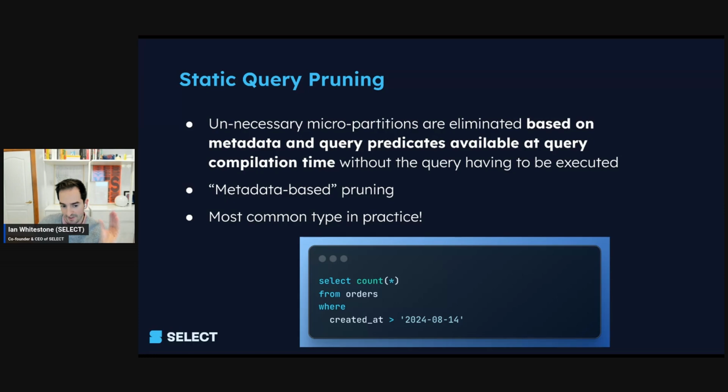So the thing to remember with static query pruning is the micro-partition elimination is able to happen during that query compilation step. So when Snowflake in the cloud services layer is coming up with the plan of the query, it can check the metadata and determine what files need to be skipped. So that's why this is also called metadata-based pruning. And most of the time when you have elimination of micro-partitions in your query, it's happening because of this static query pruning.